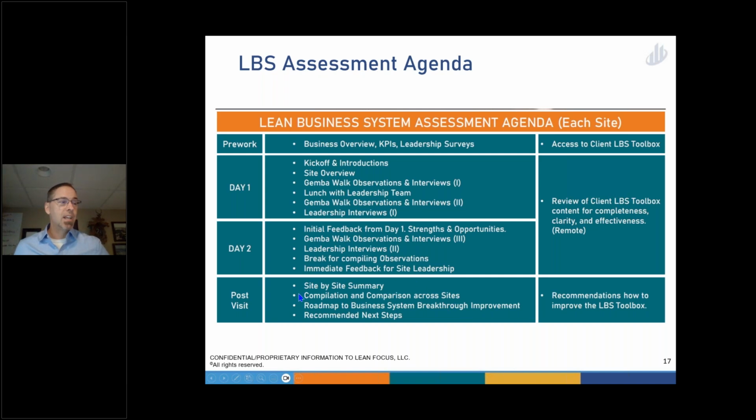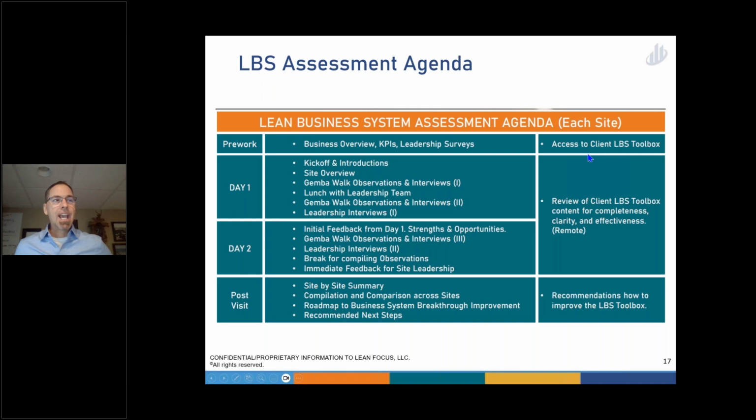But after the visit, the deliverables from this evaluation are a site-by-site summary for each of the sites that we've been at, and then a company roll-up, a compilation comparison across the sites, as well as that roadmap for business system improvement and recommended next steps. So that is the site assessment.